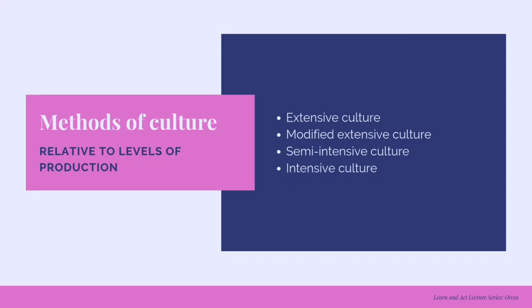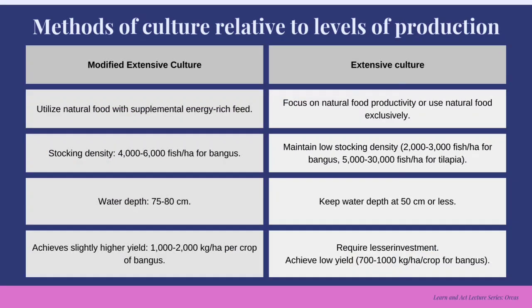Generally, we can categorize them into extensive and intensive, where intensive culture is suitable for commercial scale farming aiming for maximum yield and profit, but it requires high investment and management. Meanwhile, extensive culture is low cost and environmentally friendly, making it ideal for small scale, low maintenance farming. Let us first talk about extensive culture and modified extensive culture. These two represent two approaches with distinct management and outcomes.